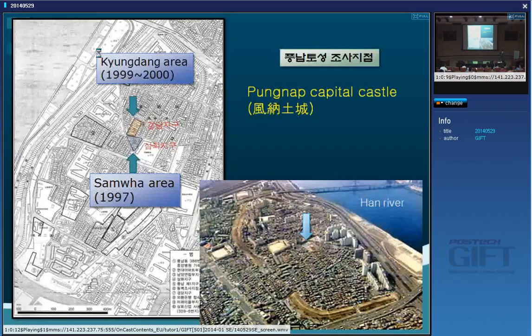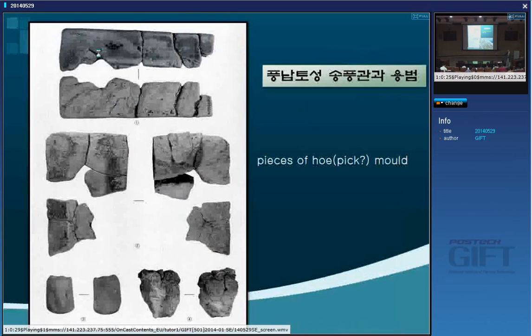Yes, it's the castle, the Han River, and this bridge is Olympic Bridge. Regrettably, this castle was destroyed by the construction of apartments and many houses. I excavated these artifacts. This is the casting mold to produce agricultural tools, a hoe, small hoe, or pick.